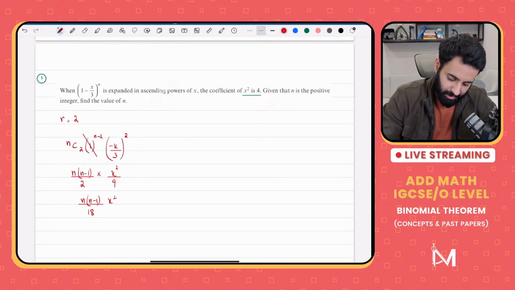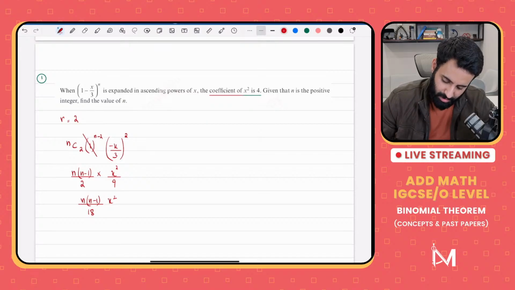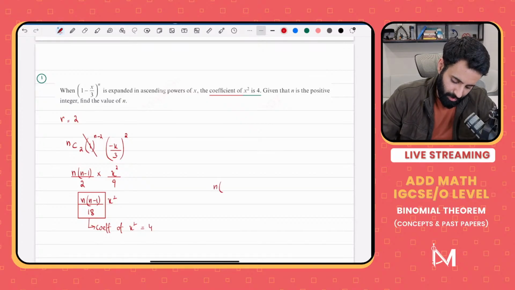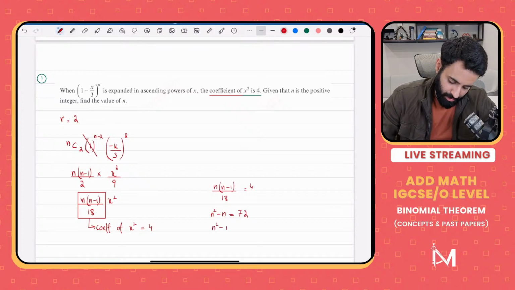Now notice that the question says that the coefficient of x squared is 4. So coefficient means this. This is the coefficient of x squared, which is equal to 4. So that means n into n minus 1 upon 18 equals 4. Let's cross multiply and expand at the same time. N squared minus n equals 18 times 4, which is 72. n squared minus n minus 72 equals 0.